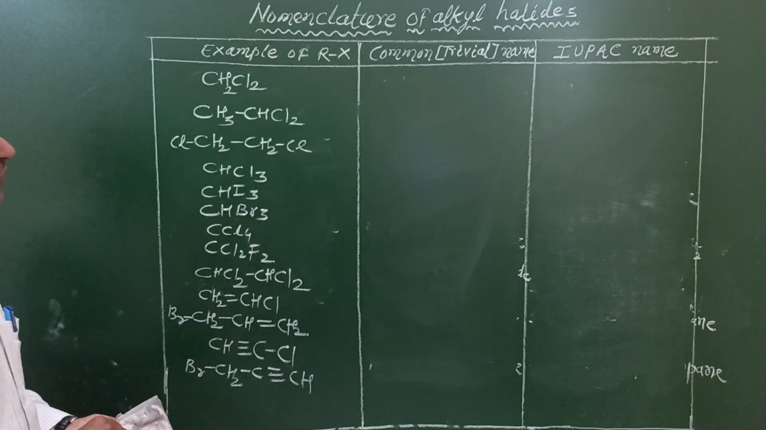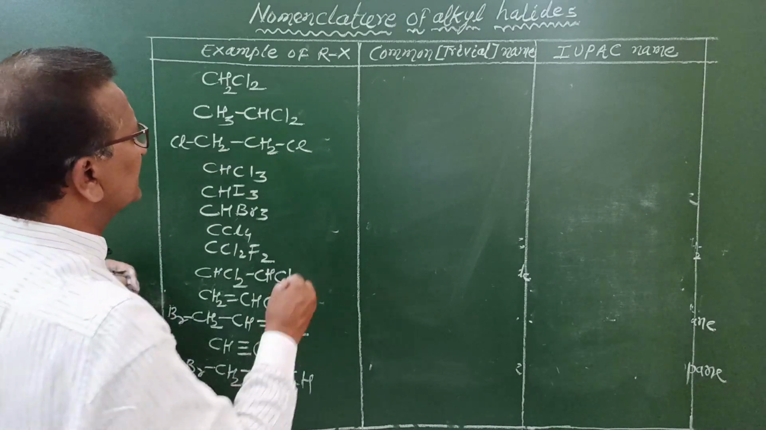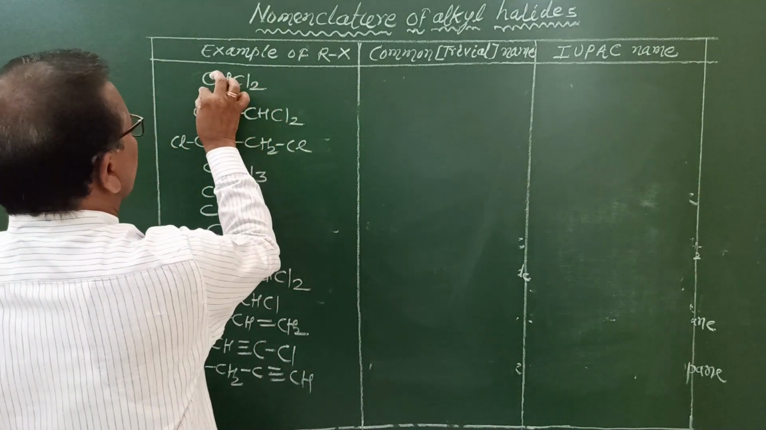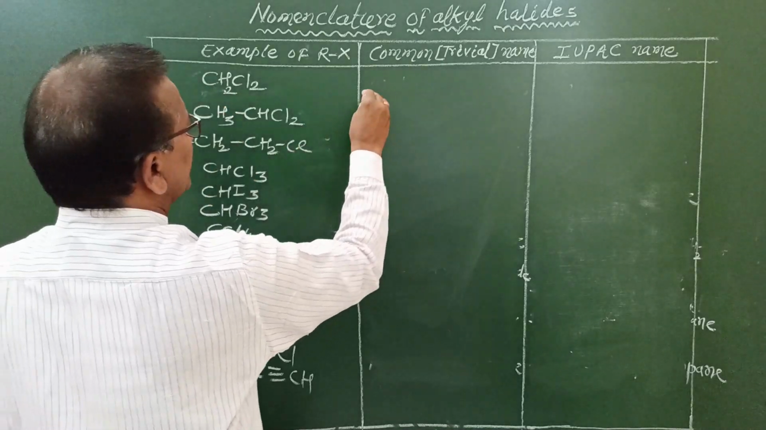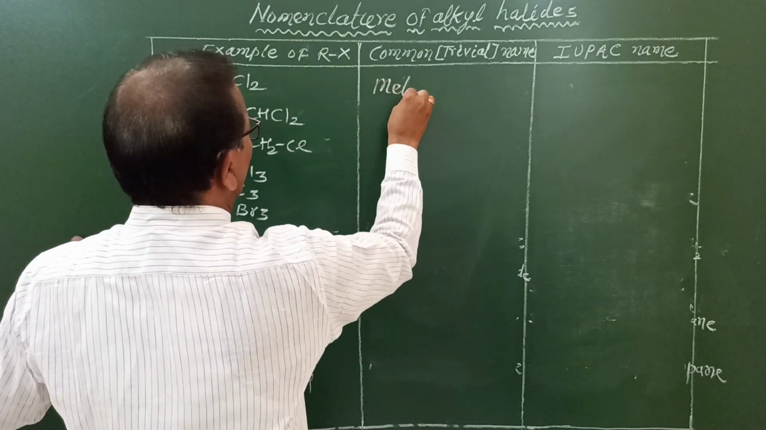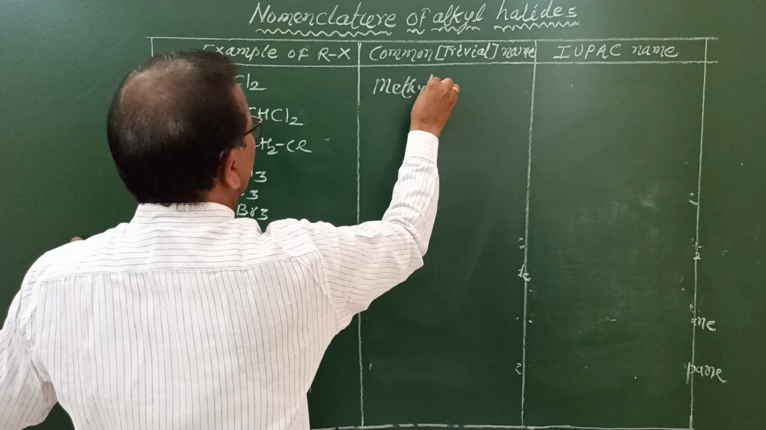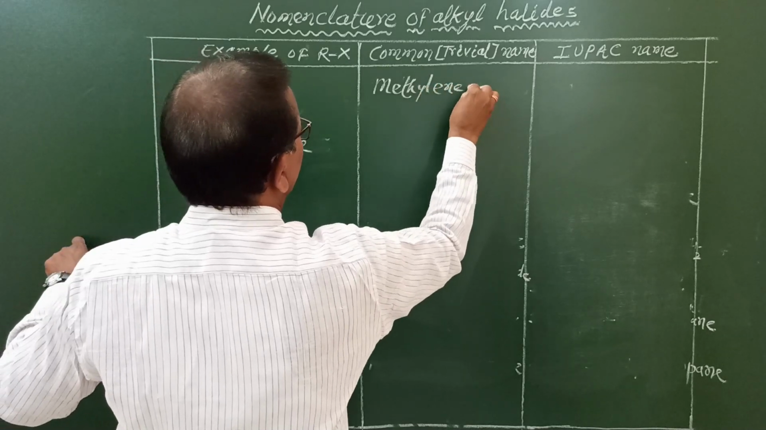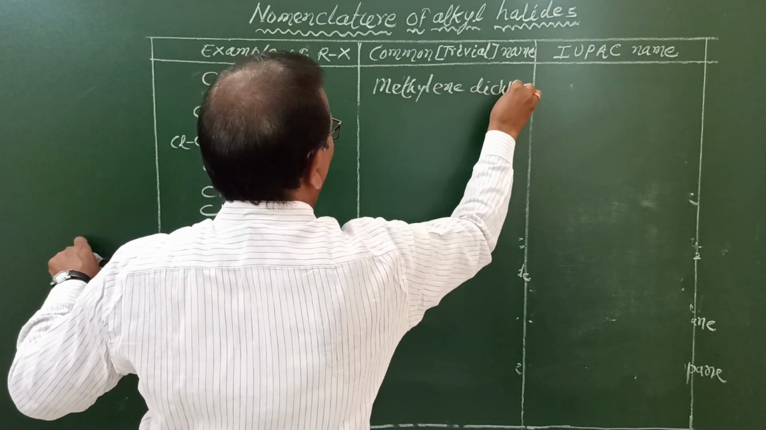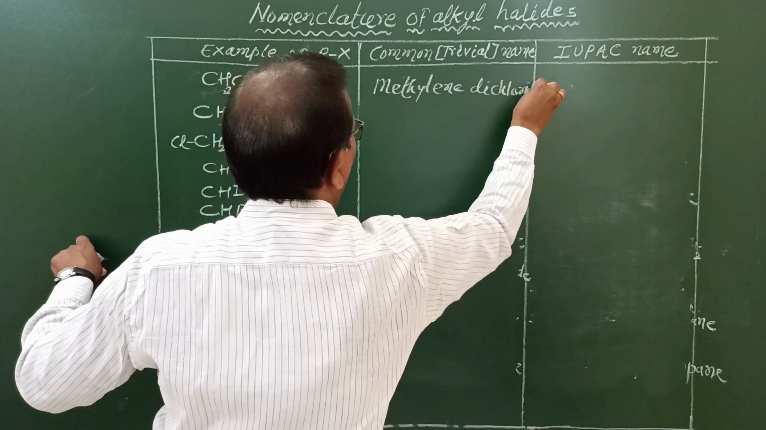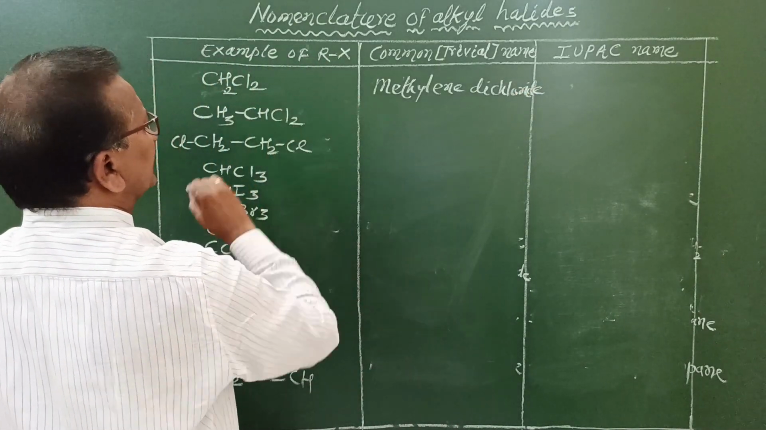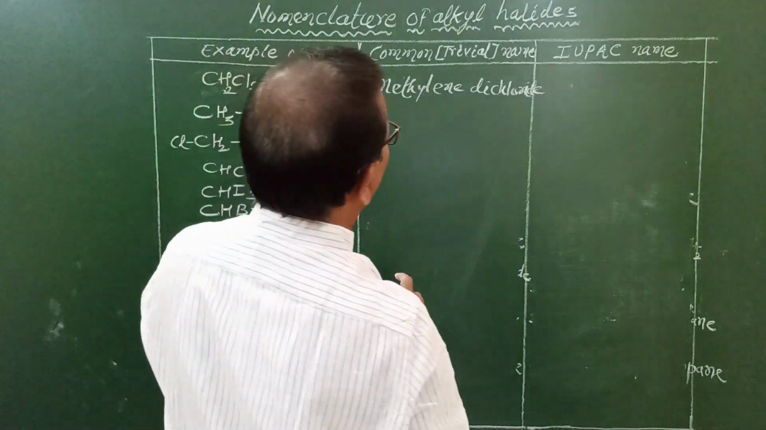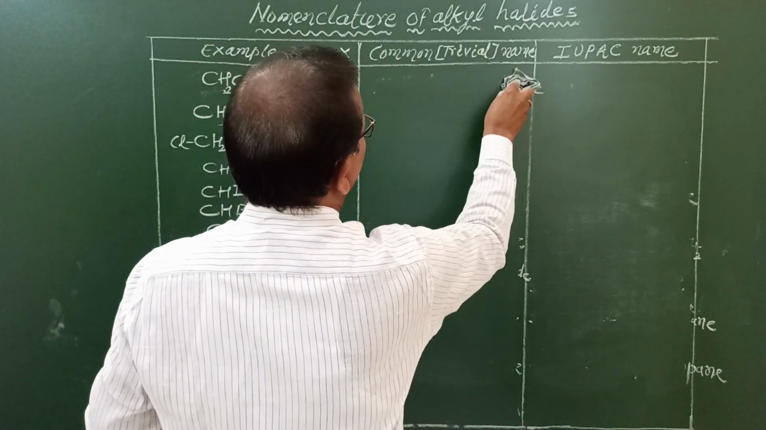Now let us see on the board the names of these examples. First example: we know that this CH2 group is called the methylene group. Therefore, the common name of this compound is methylene dichloride.